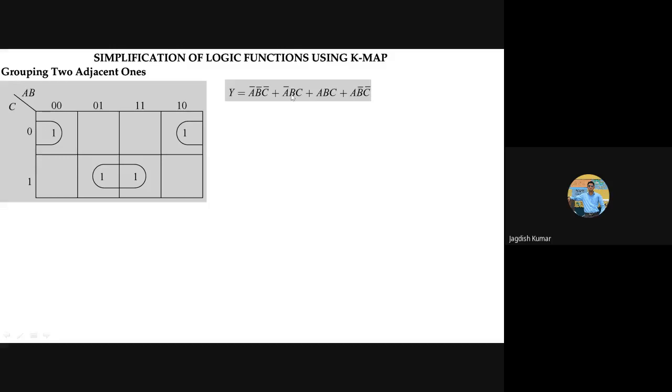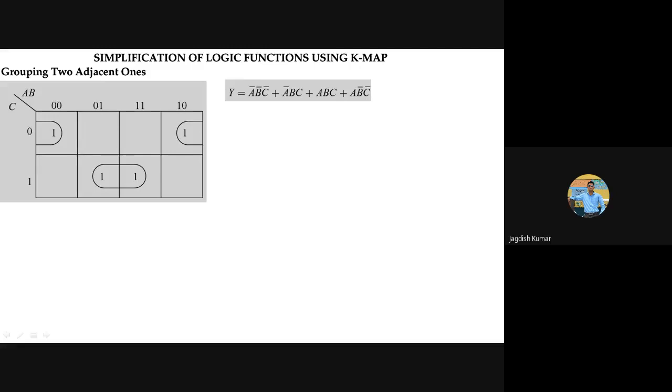What all terms are there? First here is A complement, B complement, C complement. There is a one here, so this term corresponds to this one. There is another one, A complement, BC. This is A complement, this is B, this is C. So this one leads to this term. There is another one here, which corresponds to A, B, C, and then A, B complement, C complement. So this is A, B complement, C complement, and this is A, B, C complement. That's how we can write down sum of products from K-map.